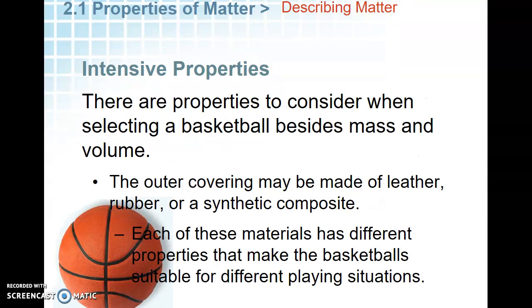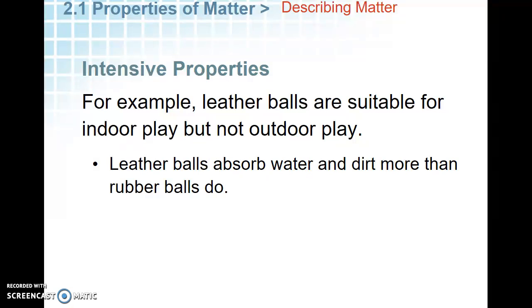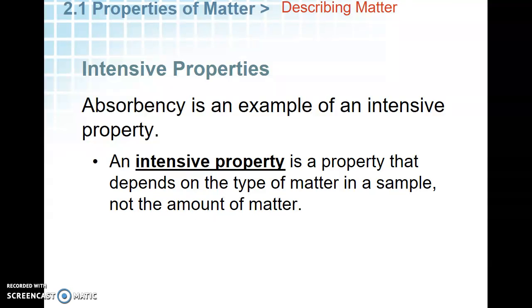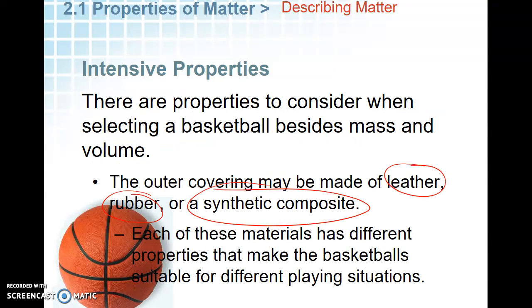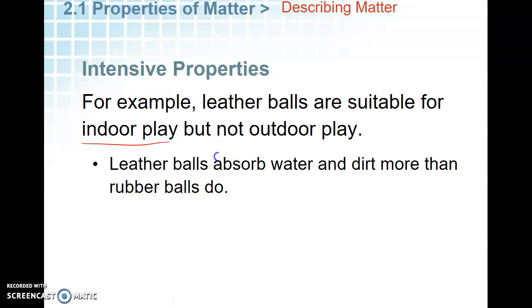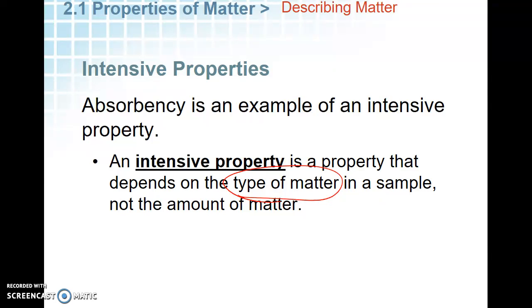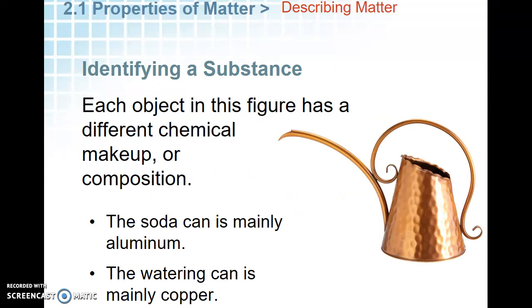Intensive properties. Now let's talk about basketballs again. A basketball could be made of a lot of different materials. It could be leather, it could be rubber, it could be a composite, one that you can use outside. But each of these materials has different properties. Leather balls are suitable for indoor play but not outdoor play, and there are reasons for that. Intensive properties are those that depend on the type of matter. So what's it made out of? Is it leather? Is it rubber? Is it synthetic? Those tell us what intensive properties are. So extensive is based on amount. Intensive is based on the type of matter.